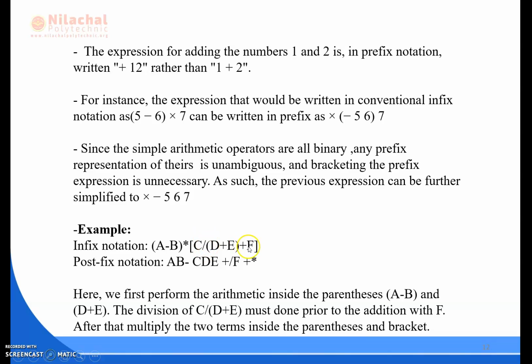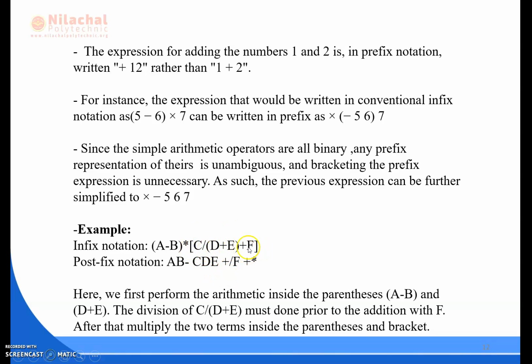We have a division sign, we have a plus sign. This bracket is already solved. So obviously I will solve the division sign first. While solving the division sign, I will write C, DE plus is the second operand, then the division sign. So this part is already solved.